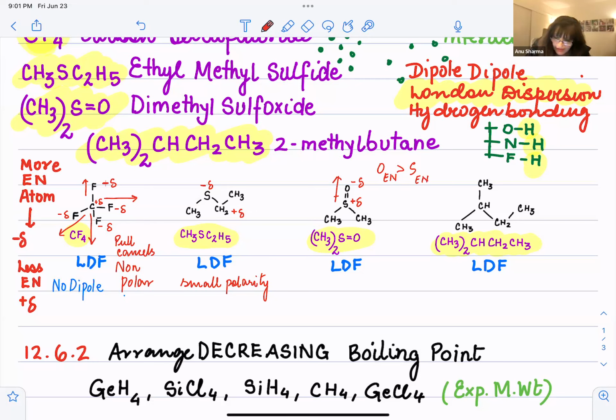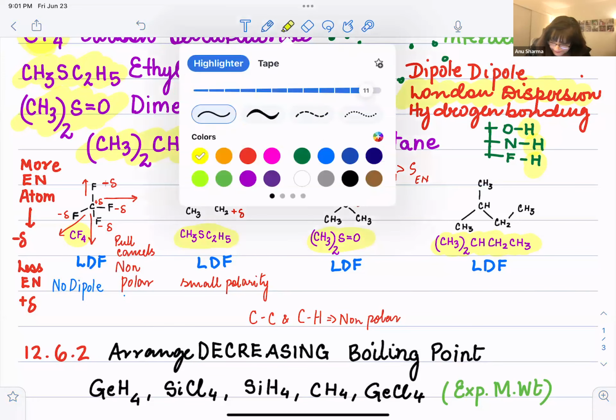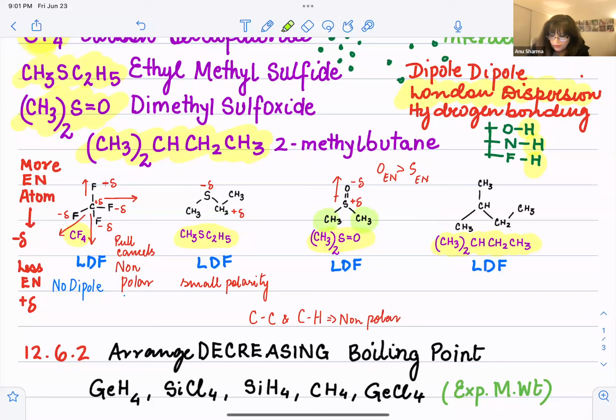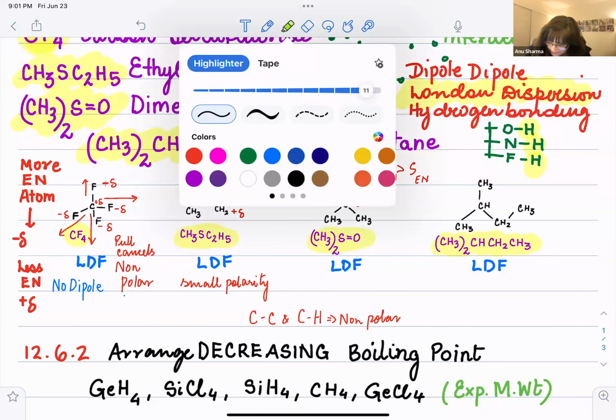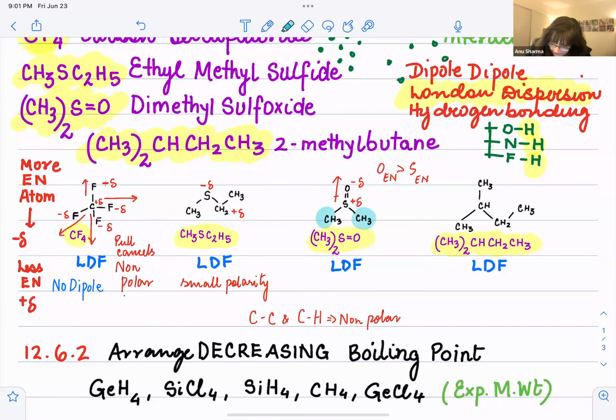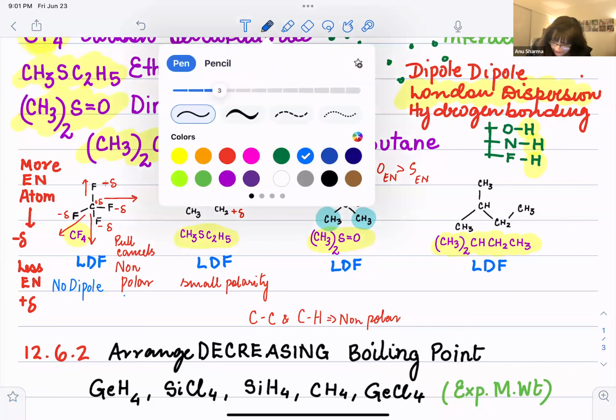Remember that carbon and carbon will always be non-polar, and anytime you have carbon and hydrogen, it's always going to be non-polar. So this side is non-polar, this side is non-polar, and this side is also non-polar. Let me put in another color. This is the non-polar end, but this end is the polar end. So there's definitely a dipole in this molecule, so this is a polar molecule.